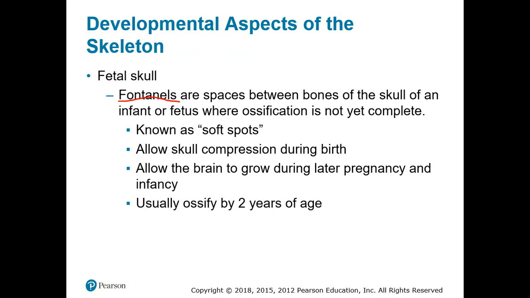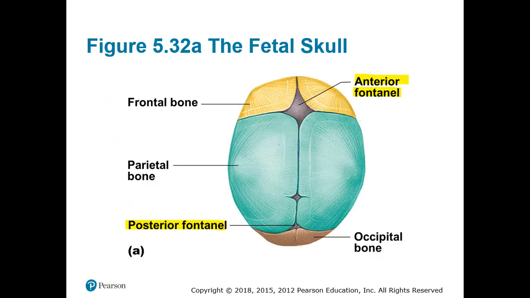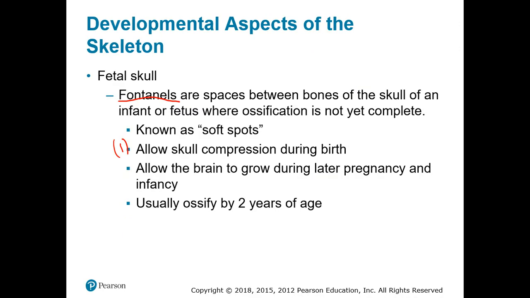Now, soft spots are very important for two reasons. The first one is it allows the skull of a baby to be compressed during birth so that it's able to fit through the birth canal. So if I go here, I'll go to the other slides and show you after I'm finished. The second major reason is it allows the brain to grow during pregnancy, so the infant's brain to grow during pregnancy, and even after it's born during infancy. Typically, fontanelles are going to stick around and they will not close and turn into bone until about 2 years of age.